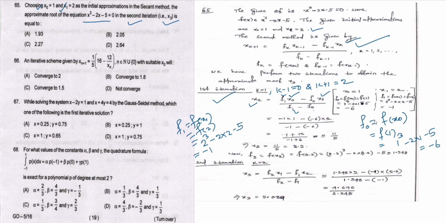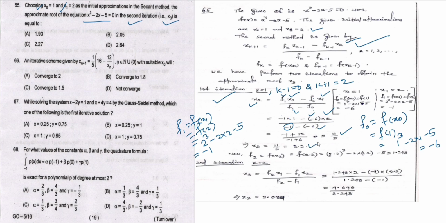After calculating the values of f0 and f1, we will use those values to find the value of x2. Now you can see in place of f1 we have calculated the value, that is minus 1. So minus 1 into x0, x0 is 1, minus f0, f0 is minus 6, into x1, x1 is 2, and whole divided by f1 minus f0. So f1 is minus 1 minus f0 is minus 6. After simplification you will get 11 by 5. So x2 value is 2.2.